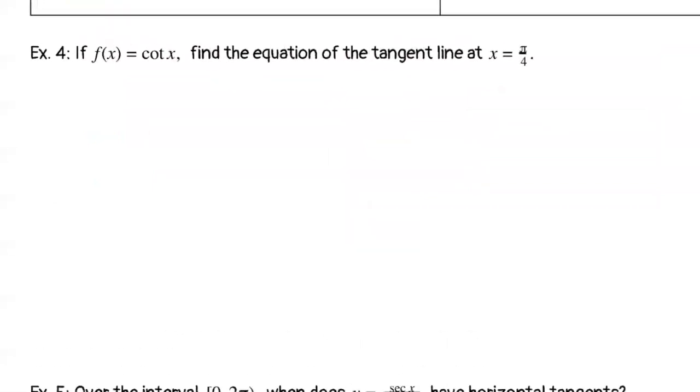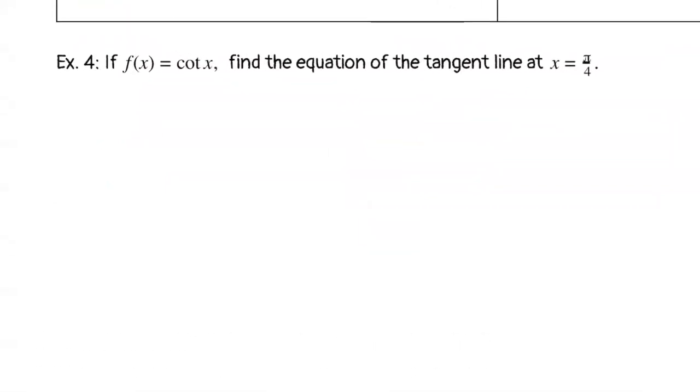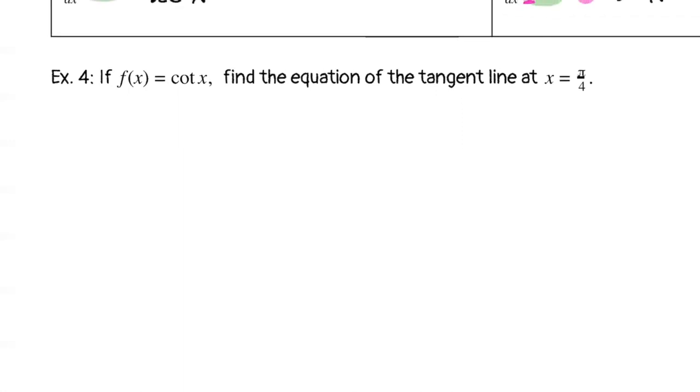All right, so let's take a look at example 4. If f of x equals cotangent x, find the equation of the tangent line at x equals pi over 4. So we've learned about tangent lines, and we had a formula for how we're going to write our final answer for the tangent line. And we just need to fill in the different parts, okay?